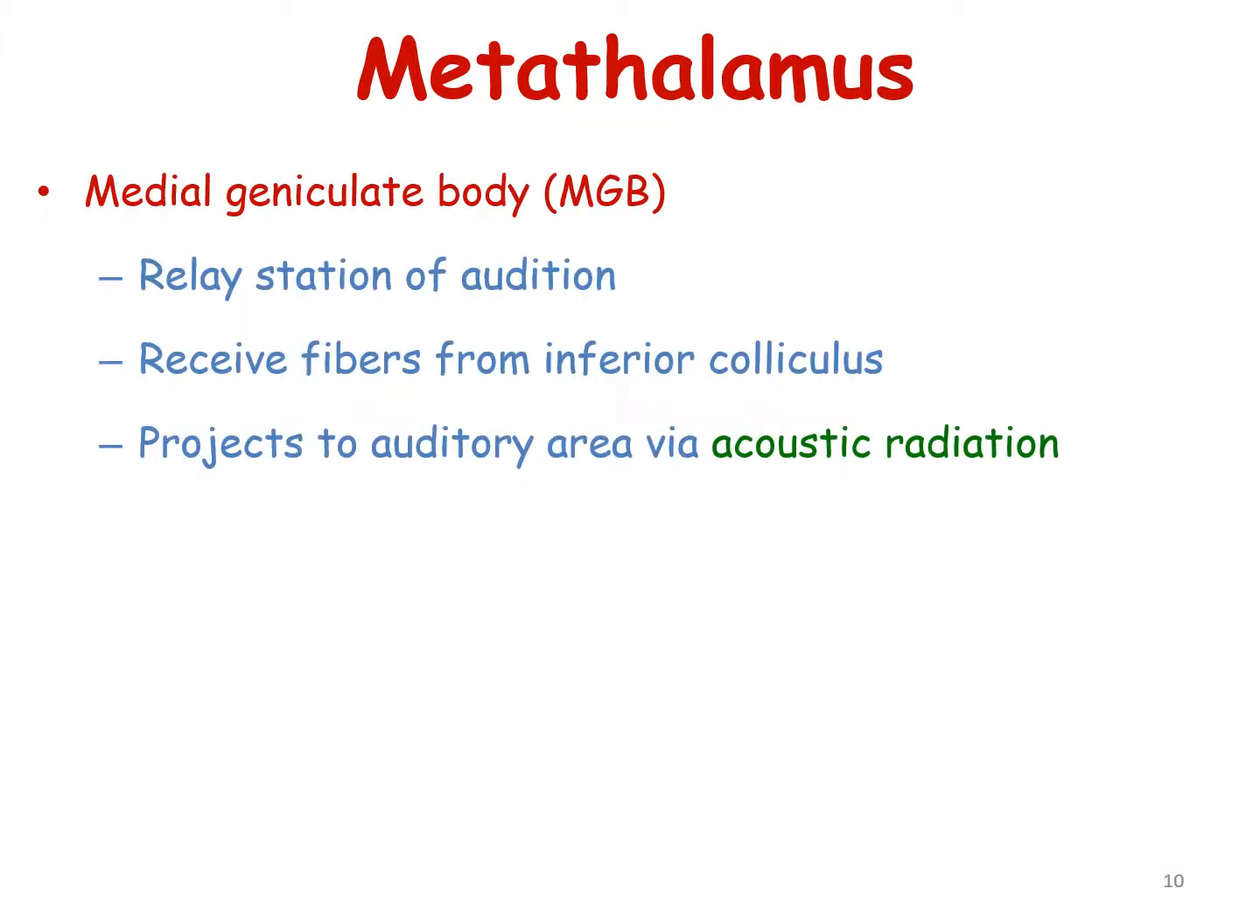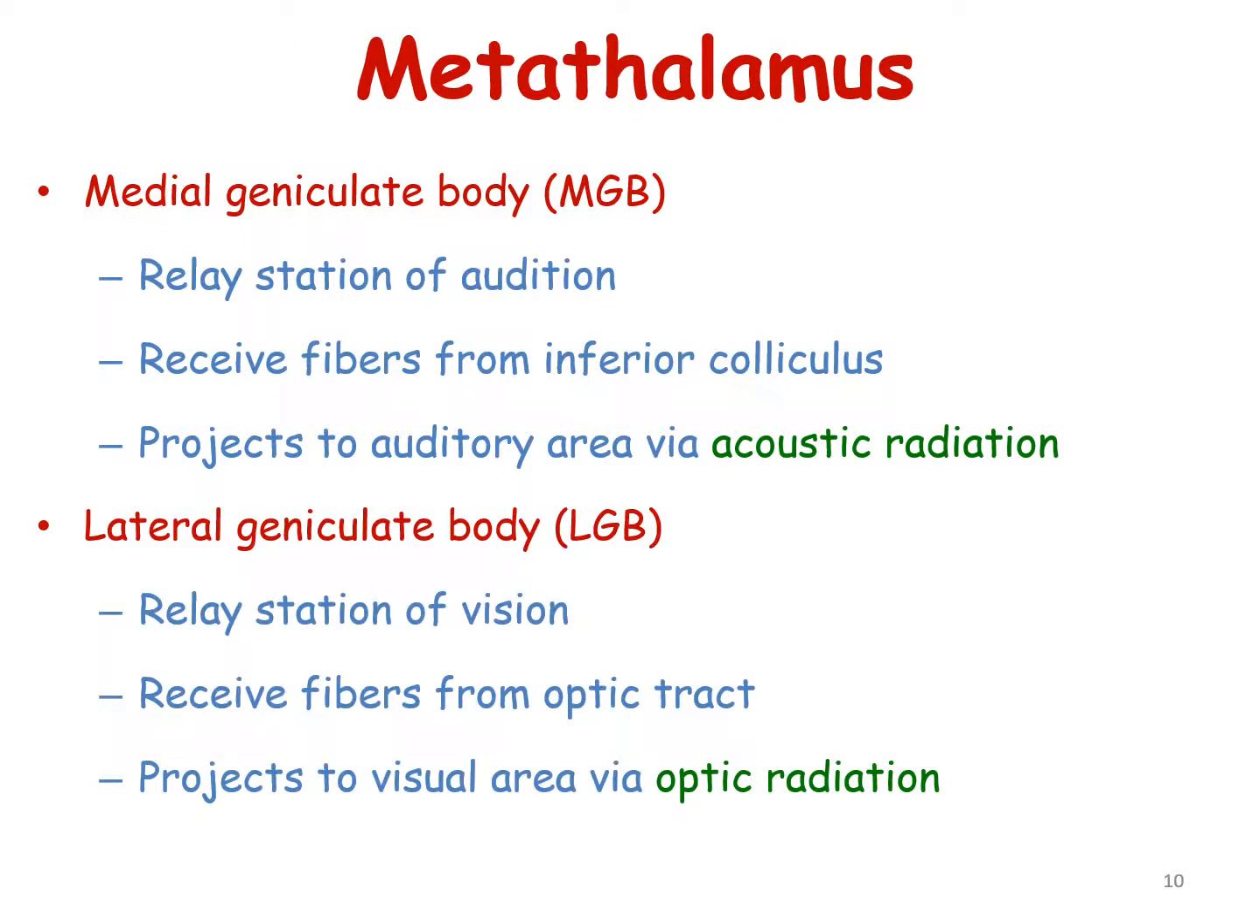Medial geniculate body acts as a relay station for audition, receives fibers from inferior colliculus, projects to auditory area via acoustic radiation. Lateral geniculate body acts as a relay station for vision. It receives fibers from the optic tract and projects to visual area via optic radiation.